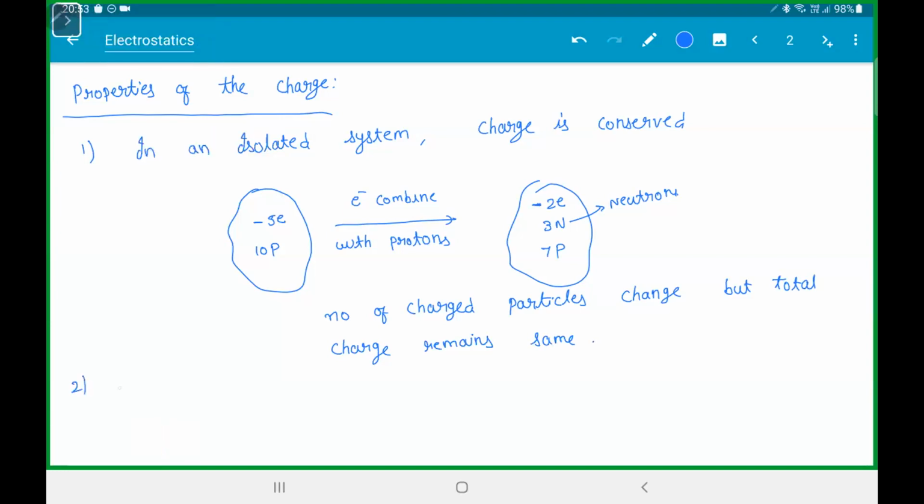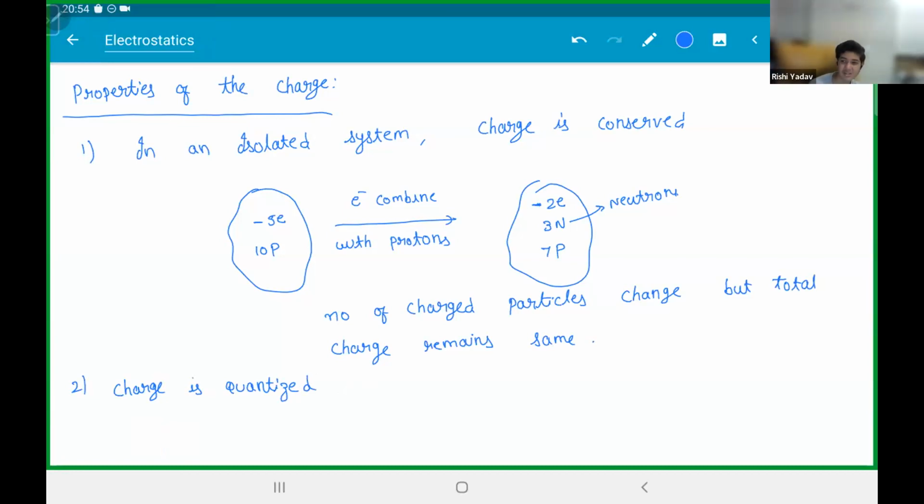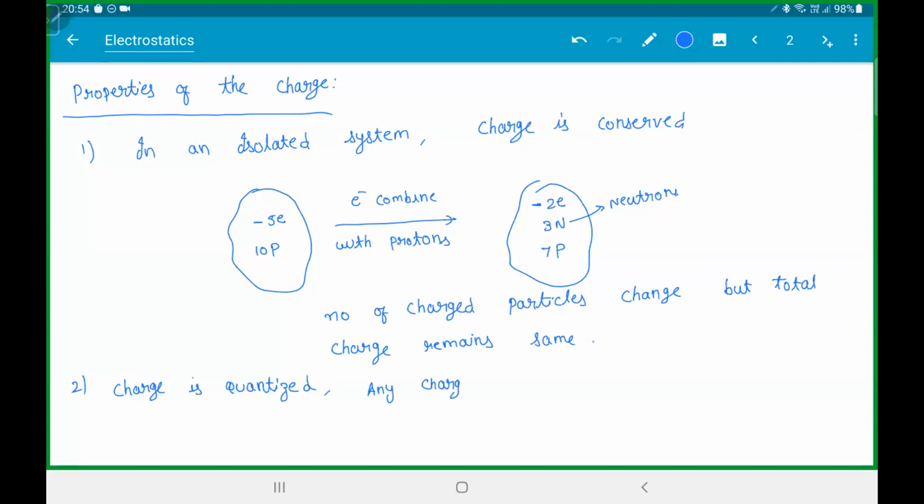Next thing, charge is quantized. What do you mean by quantization? You heard this first in chemistry, remember? Angular momentum is quantized: mvr equals nh by 2 pi. What do you mean by that? It turns into a number: 1, 2, 3. So basically, whenever you say something is quantized, any charge transfer is an integral multiple of a certain quantity. I'll give an example.